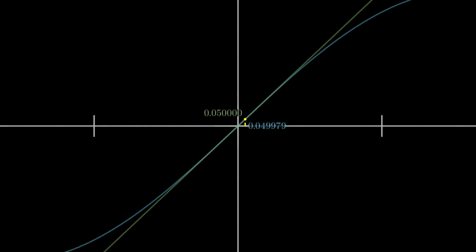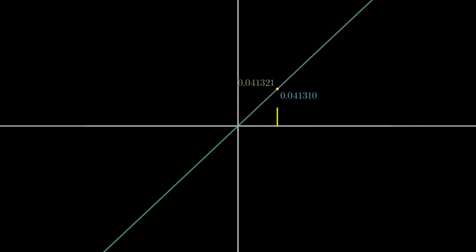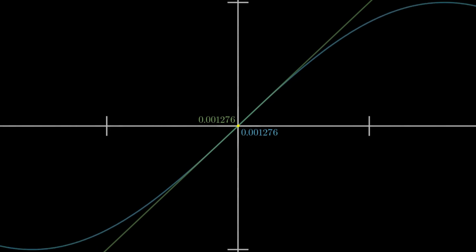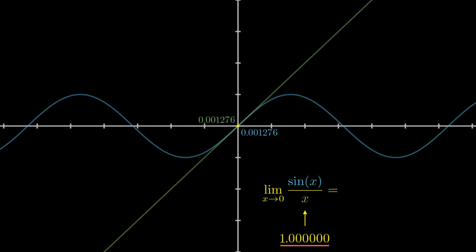And in fact, by sending x close enough to 0, we can make it so that my computer, which is calculating things to 6 decimal places, literally cannot tell the two numbers apart anymore. And so we can see that by sending x closer to 0, we can make sine x over x get as close as we like to the number 1. And so we would say the limit as x goes to 0 of sine x over x equals 1. It means that when x gets closer and closer to 0, the value of sine x over x gets closer and closer to 1, okay?